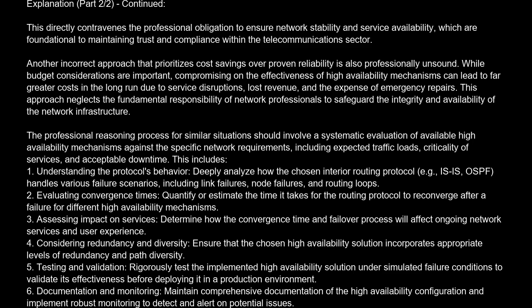2. Evaluating convergence times. Quantify or estimate the time it takes for the routing protocol to reconverge after a failure for different high-availability mechanisms. 3. Assessing impact on services. Determine how the convergence time and failover process will affect ongoing network services and user experience. 4. Considering redundancy and diversity. Ensure that the chosen high-availability solution incorporates appropriate levels of redundancy and path diversity.